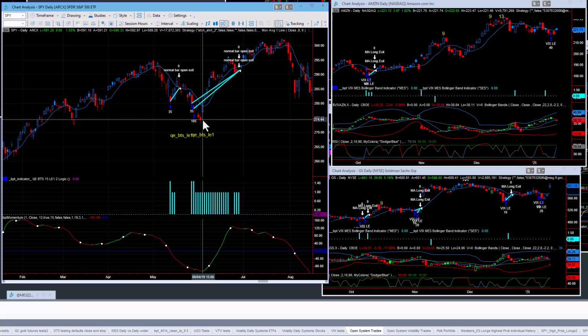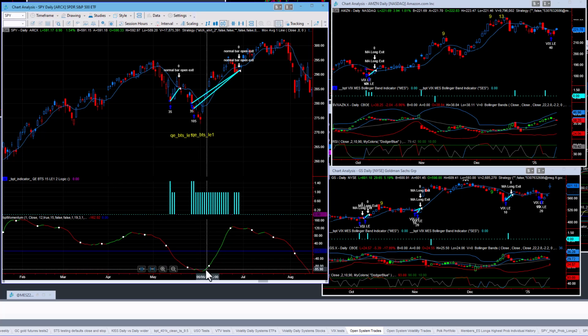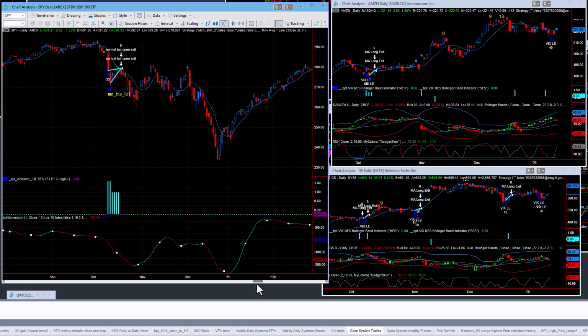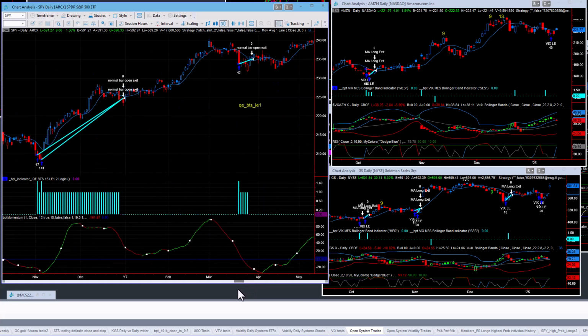So here's an example back here where the system went long. You got your mean reversion move above the 8-day moving average. The BPT momentum was green, and so it decided to hold that trade until it turned red. So it was able to catch a much nicer, longer trending trade.